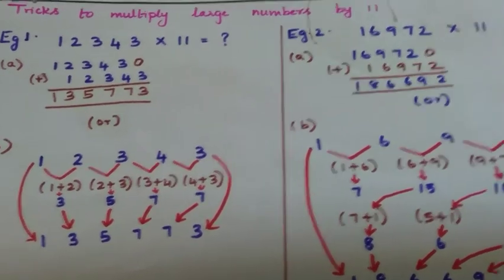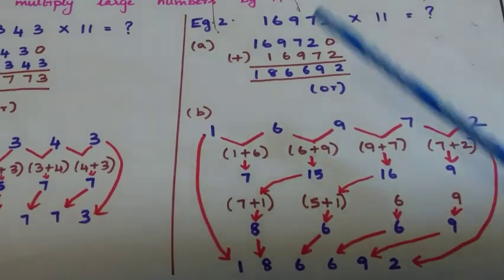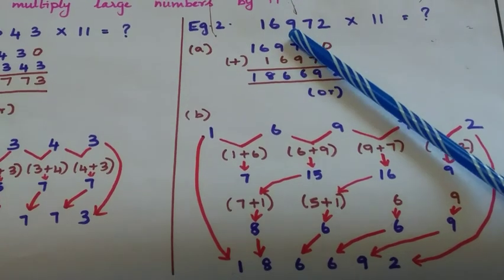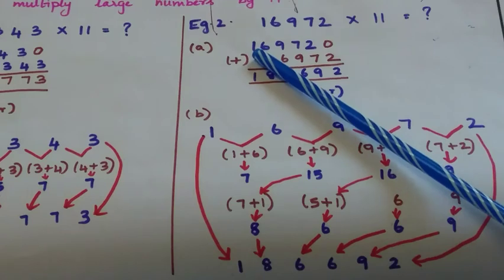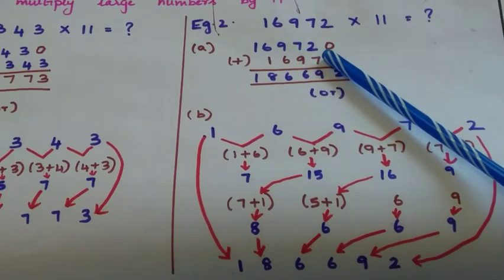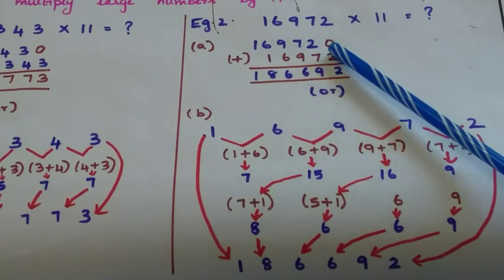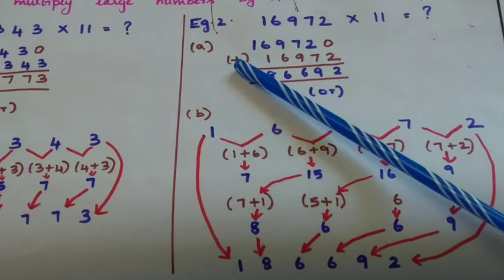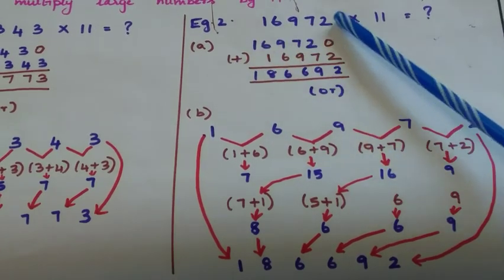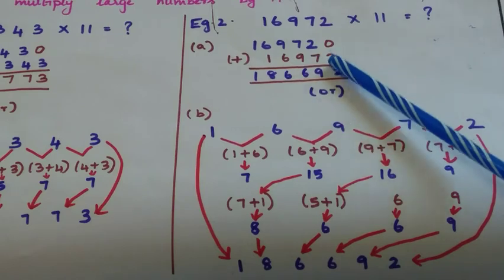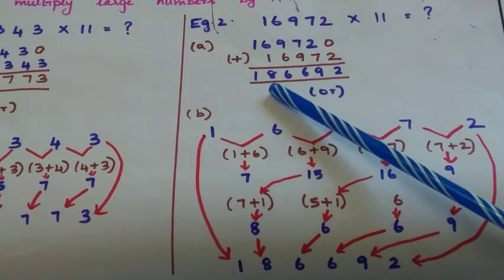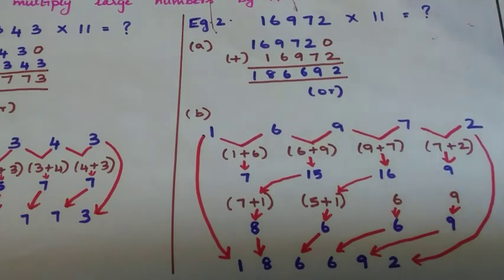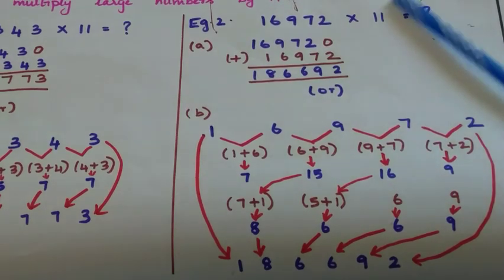Now let's take another example. Here you need to multiply 16,972 by 11. So first I am multiplying it by 10 to get 1,69,720, and then I am adding this original number, which is 16,972, to this result to obtain the final result, 1,86,692. So this is one of the methods.